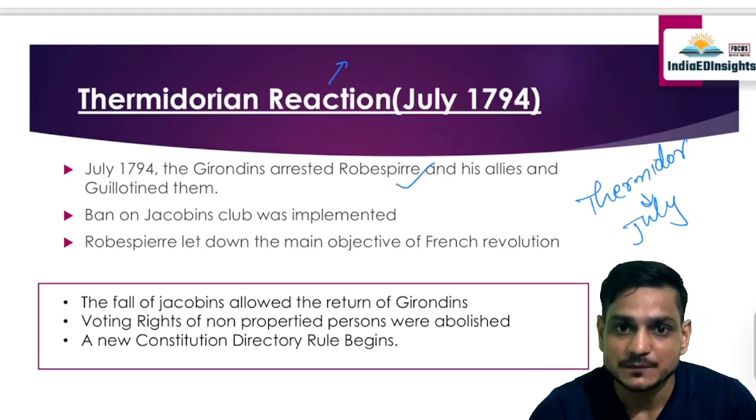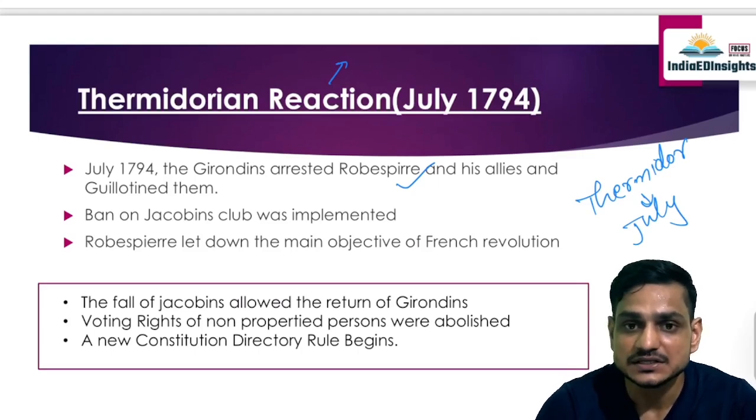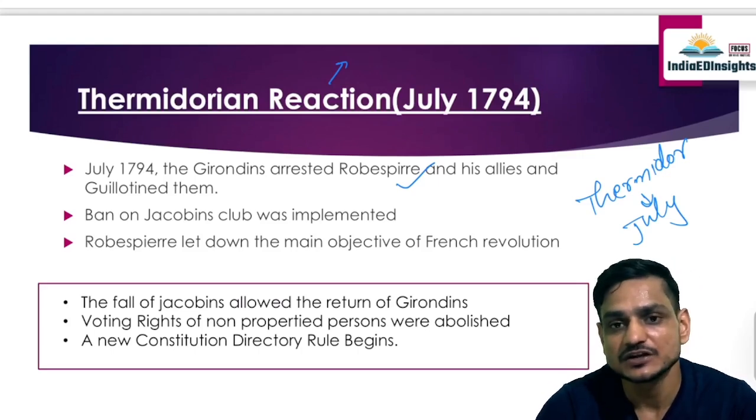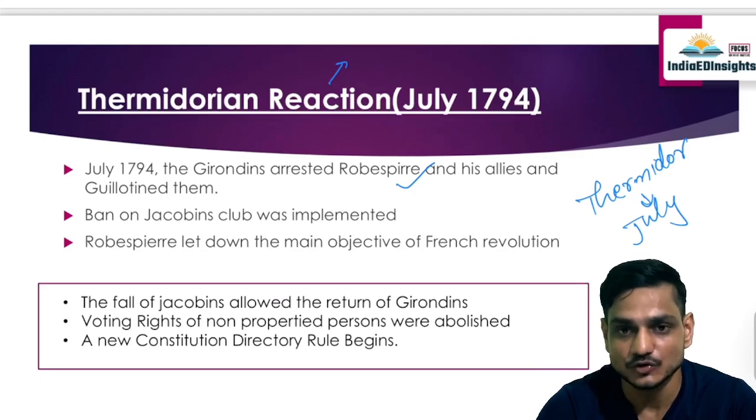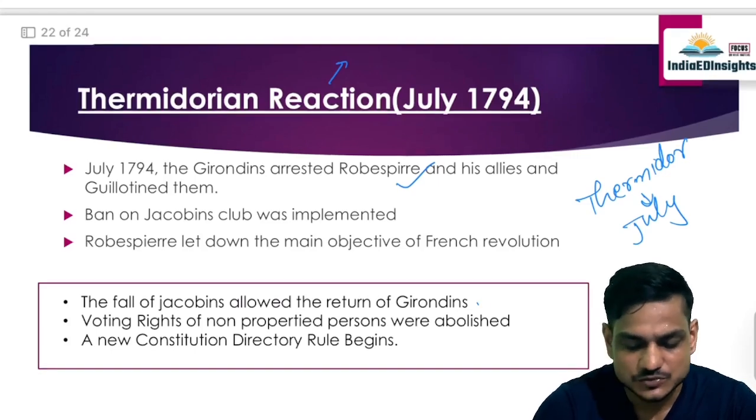The Girondins implemented the ban on Jacobins. Robespierre laid down the main objective of the French Revolution. Means Robespierre changed the momentum of the French Revolution itself. Robespierre brings the revolution upside down. The fall of Jacobins allowed the return of Girondins.